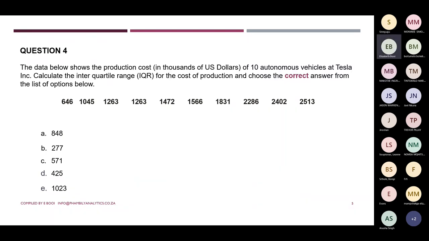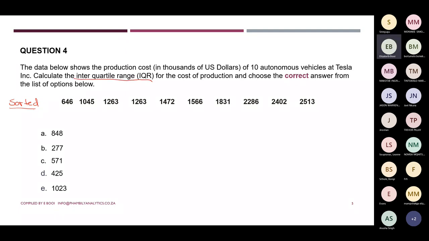Okay, moving on. The data below shows the production cost in thousands of dollars of 10 autonomous vehicles at Tesla Incorporation. Calculate the interquartile range for the cost of production and choose the correct answer from the list above. What is the first step that you need to do? It is to check whether your data is sorted. Look at the information. If it's not sorted, you need to sort your data.